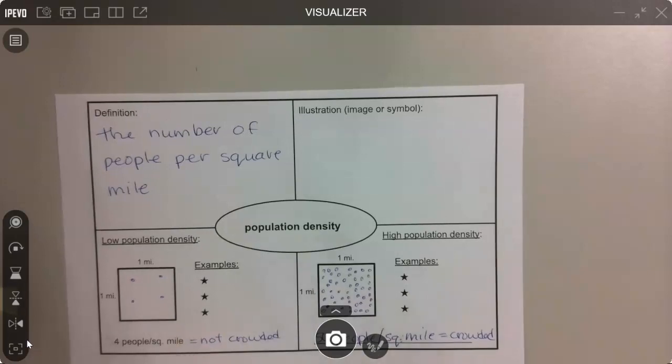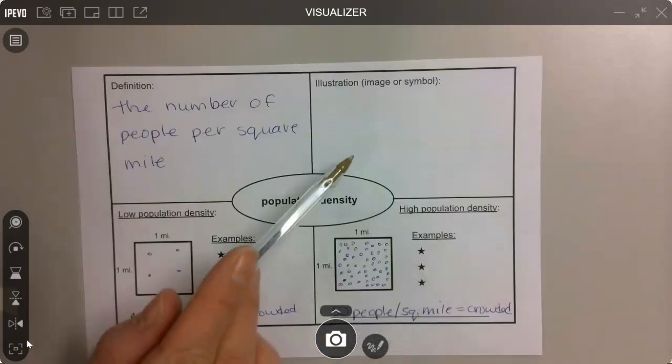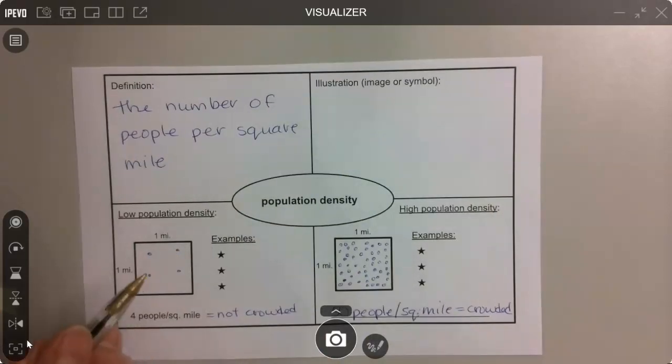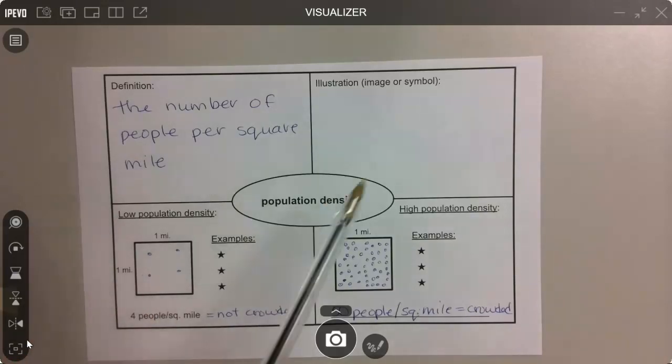And then once you're done watching the video, then I want you to go back and really do a thoughtful illustration of what population density would look like to you, an image or symbol that represents it in your mind. Once you have watched the video and you finished your Frayer model, you're ready to move on to the next step.